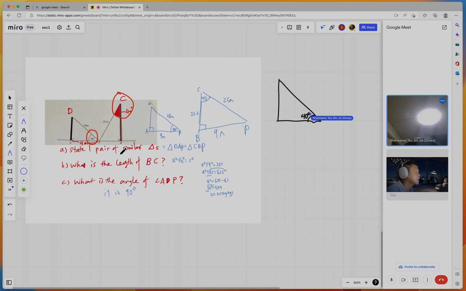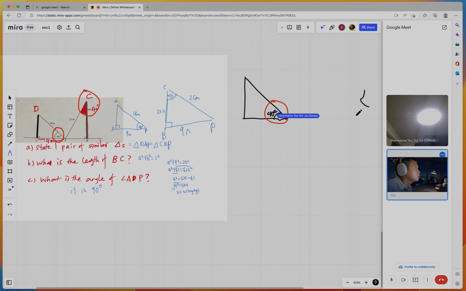What's the first step next time? Similar triangles. Match. If the 40 is here, you better put your next one here as well. That's called matching. Are you clear? Good. Go ahead. I leave it to you now. Can you continue?